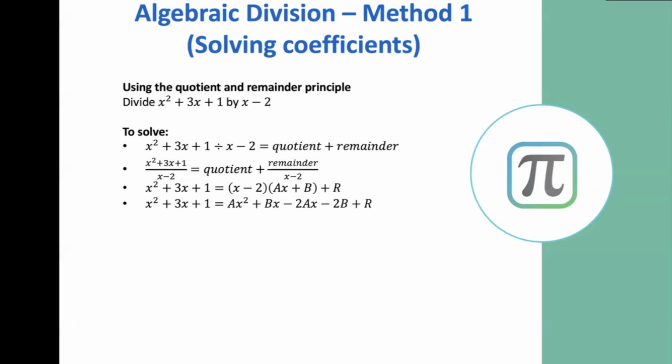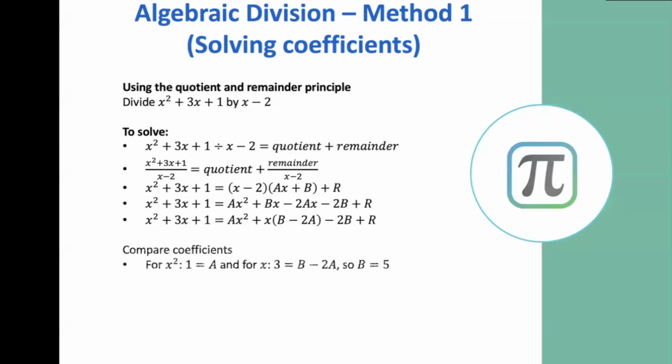And using the multiplication steps mentioned earlier, we can expand the brackets to give an equation on the right of ax squared plus bx minus 2ax minus 2b plus r, which we can then rewrite as ax squared plus x(b minus 2a) minus 2b plus r. And this is quite useful because the structure of the polynomial on the left is now the same as the structure of the way we've written the polynomial on the right. And this allows us to compare the coefficients and solve.